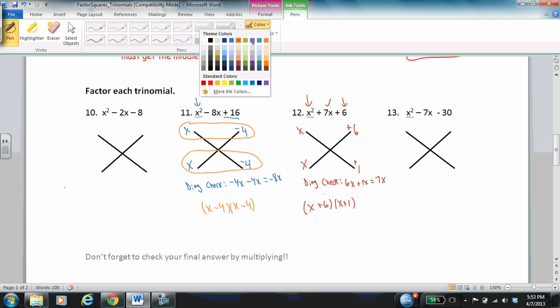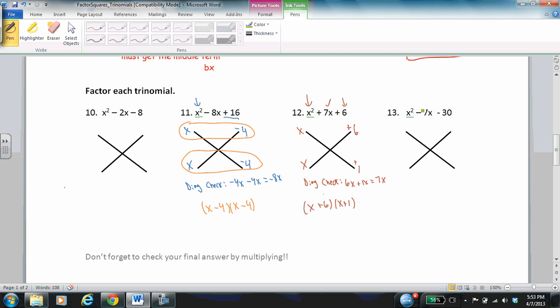Okay, let's try this last one. X squared minus 7x minus 30. Two things that multiply to negative 30. Well, let me not get ahead of myself, sorry. First, what multiplies to give me x squared? x and x. Good. Now two things that multiply to give me negative 30. I might also add, when I do the diagonals check, to give me negative 7x. How about negative 10 and positive 3?